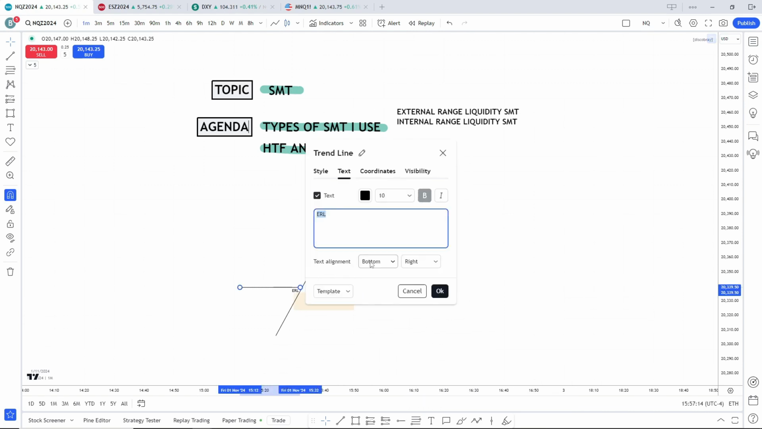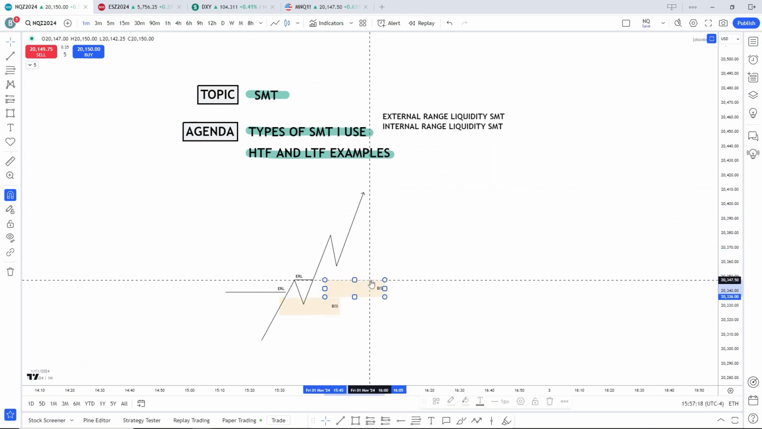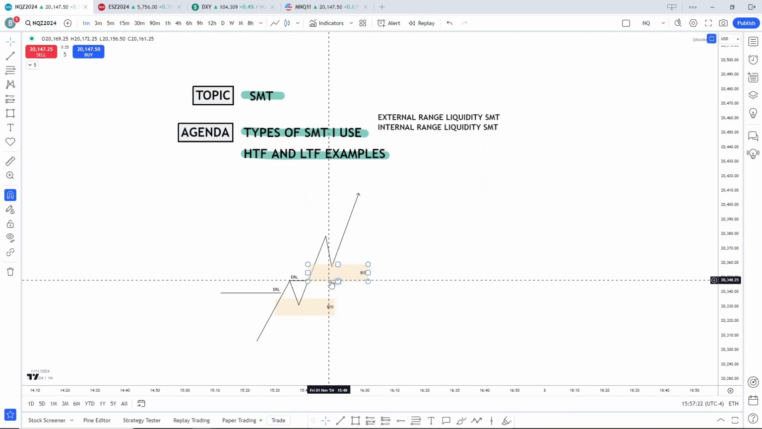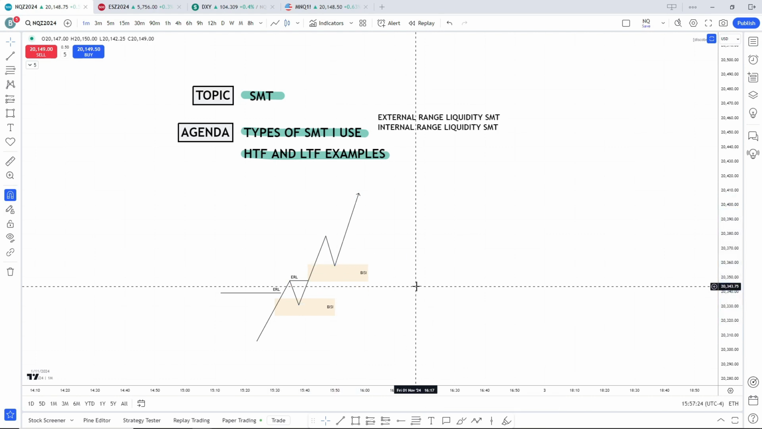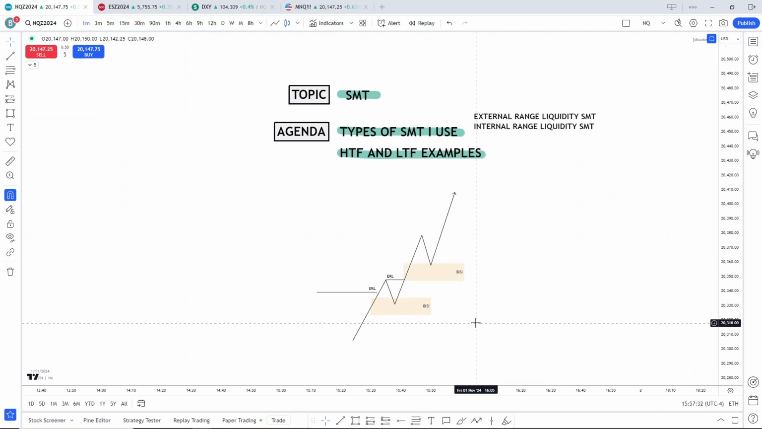Again, leaving an inefficiency again, right? Now, that is what internal range liquidity is. It is in the form of fair value gaps and other inefficiencies like liquidity voids, volume imbalances, things like that. I primarily just use fair value gaps.